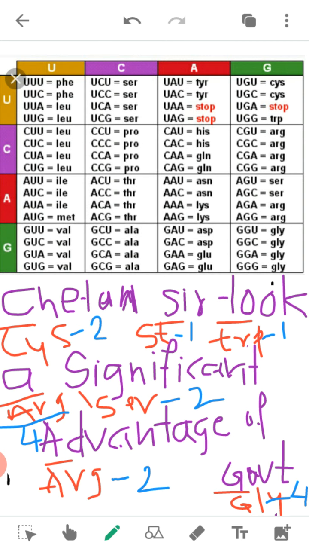So like this we can easily remember a full chart with amino acids and number of codons.